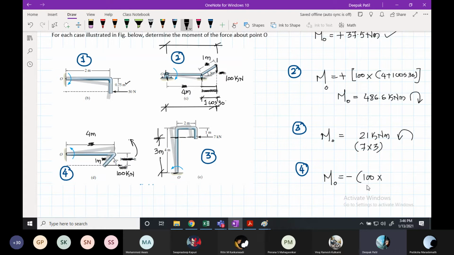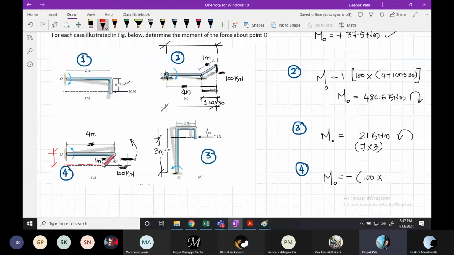100 into 7? Why? Where is 7? So 4? No. 4 plus 1 cos 45? No. See, carefully you see which will be the perpendicular distance. See here, if you extend the line of action of the 100 kilonewton, it is like this. Do you agree? And what will be the perpendicular distance? Is this not the perpendicular distance? Yes or no? Correct, right? Okay.